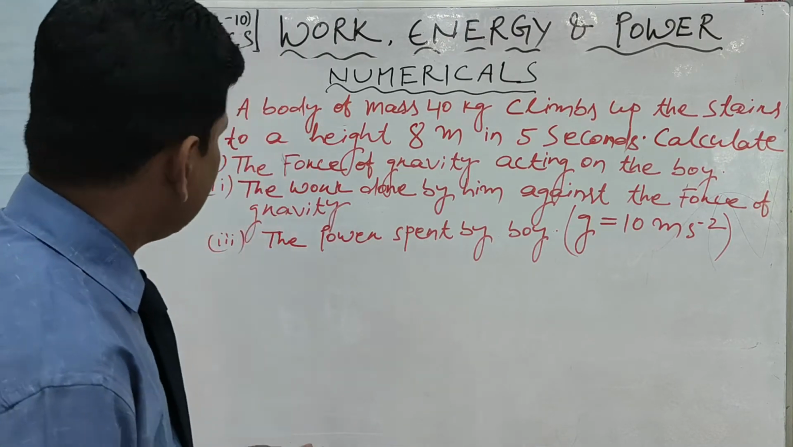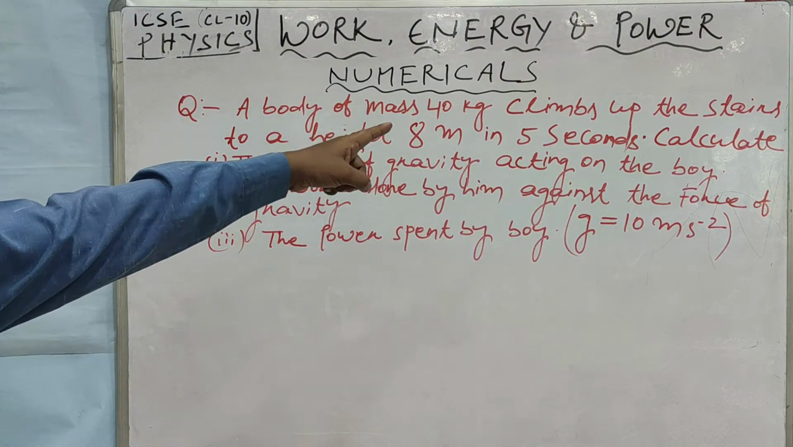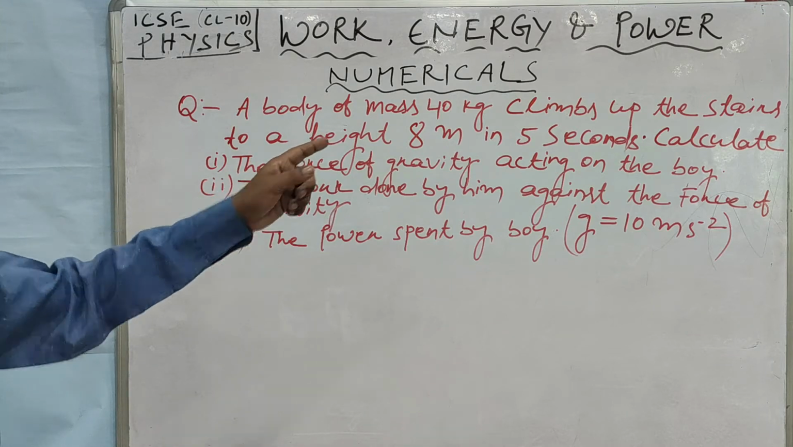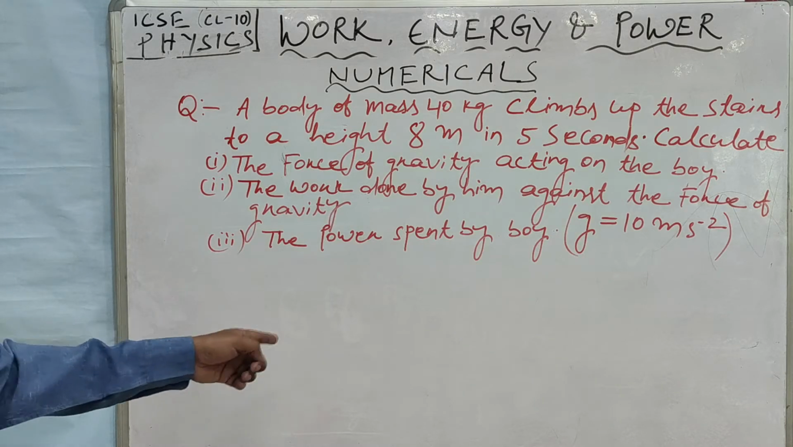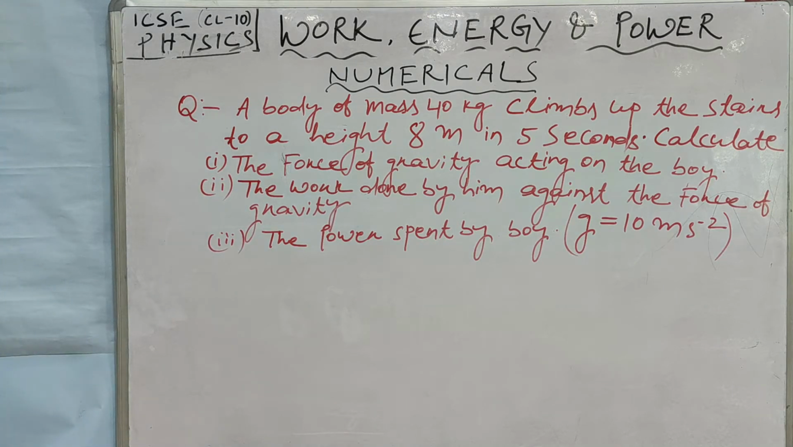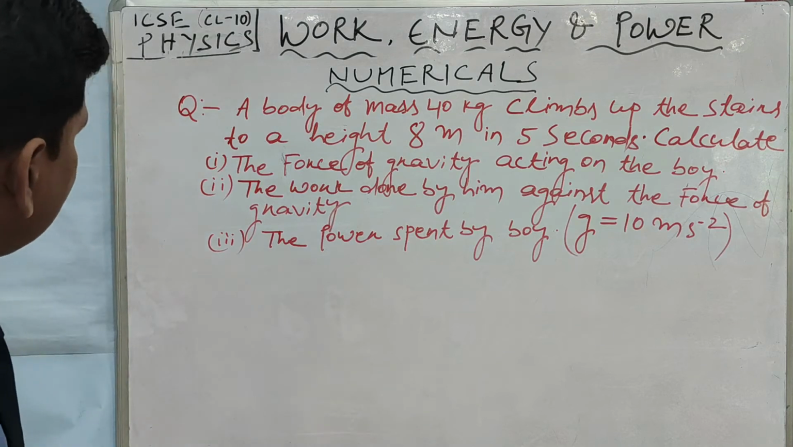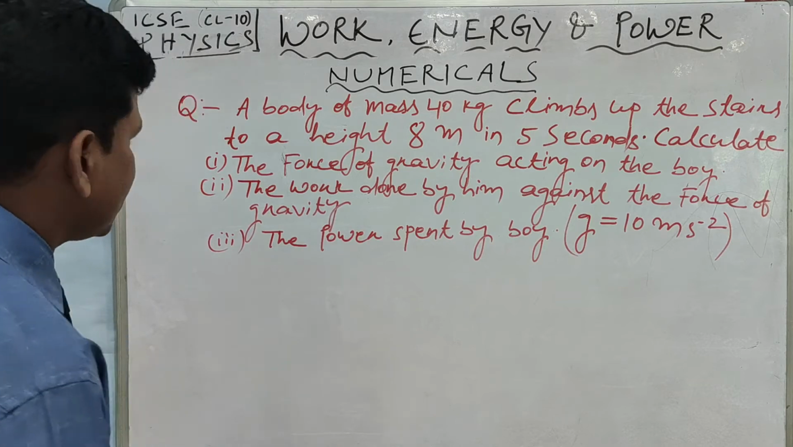So let's see. One numerical I have chosen for you: a boy of mass 40 kg climbs up the stairs to a height of 8 meter in 5 seconds. Calculate, one, the force of gravity acting on the boy, two, the work done by him against the force of gravity, and three, the power spent by the boy. The value of g is taken as 10 meter per second square. At first we find how much force of gravity is acting on the boy. Just follow the solution.